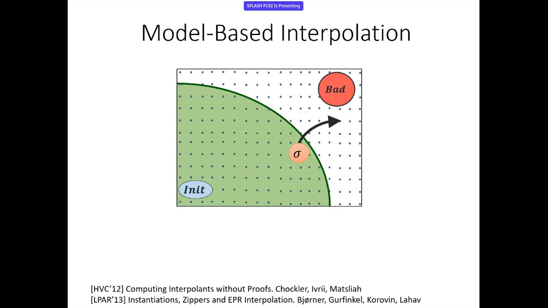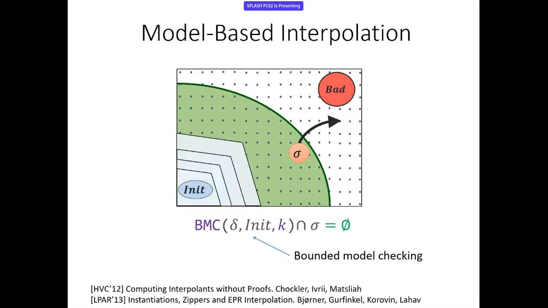The way model-based interpolation chooses this set of states to exclude is by generalizing from bounded unreachability. So we choose a value k, which is a parameter of the algorithm, and ensure that the counterexample is not reachable in k steps from the set of initial states. If it is, then that means that we have excluded too many states in previous iterations and need to restart the algorithm with a larger k. But suppose that the counterexample is not reachable in k steps. So bounded model checking shows that it's not reachable in k steps.